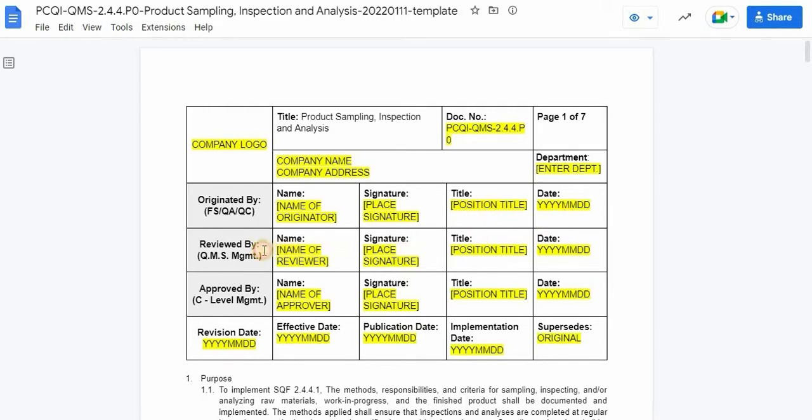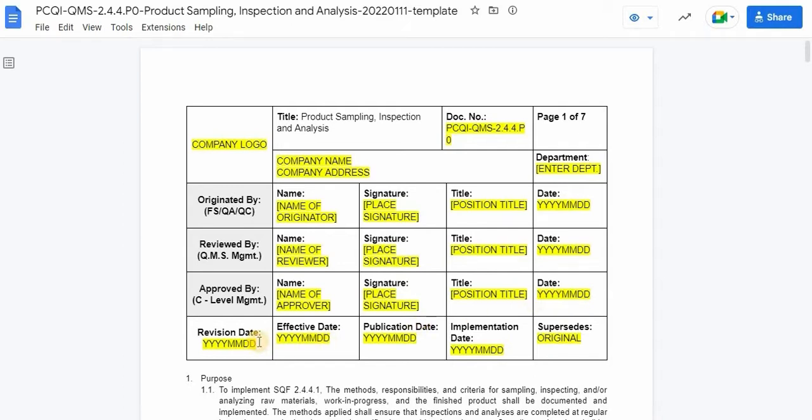For the reviewed by section, it can be the personnel assigned in the Quality Management Department who reviews the drafted document or its revision for accuracy and implementation. First, enter the name of the reviewer, affix the signature, input the position title, and the date reviewed. For the approved by section, it must be the person in the C-level management who has approval authority. First, enter the name of the approver, affix the signature, input the position title, and the date approved.